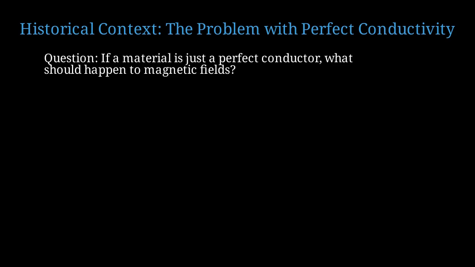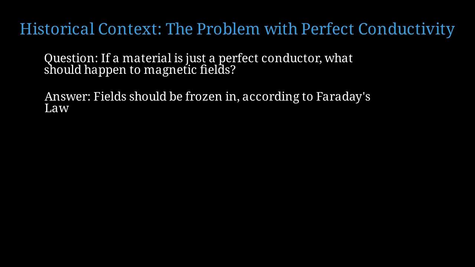If a material is just a perfect conductor with zero resistance, what should happen to magnetic fields when you cool it below the transition temperature? According to Faraday's law of induction, the answer is that magnetic fields should be frozen inside the material. Any change in magnetic flux would induce currents that oppose the change, preserving the original field.